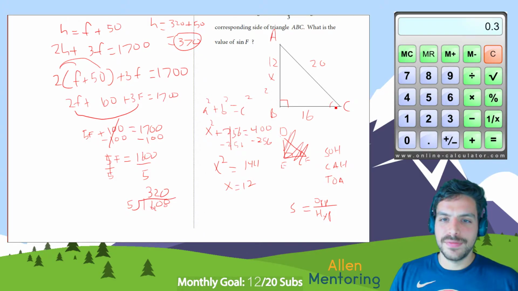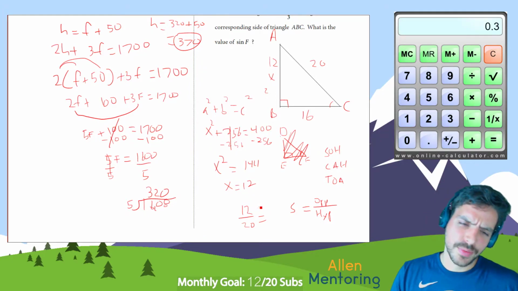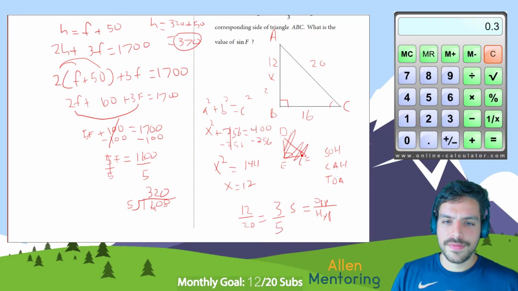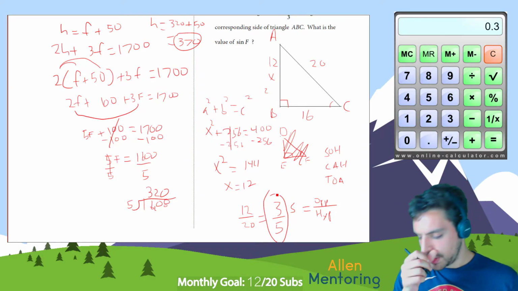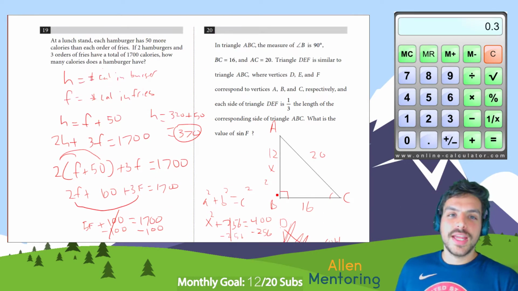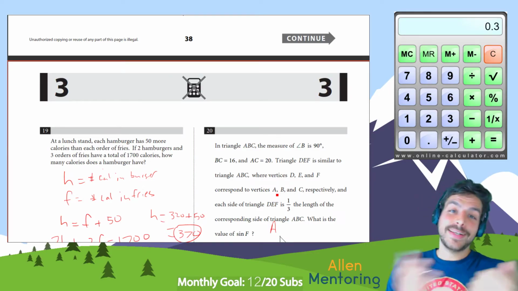So what is sine of C? Sine of C is going to be 12 over 20. And how do you simplify 12 over 20? Divide both by 4. So that will be 3/5. So sine of F is going to be equal to sine of C, and that's going to be equal to 3/5. All right, so that brings us to the end of practice test 3, the non-calculator portion.